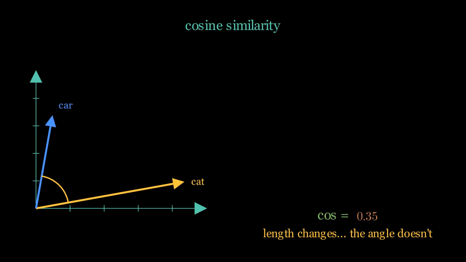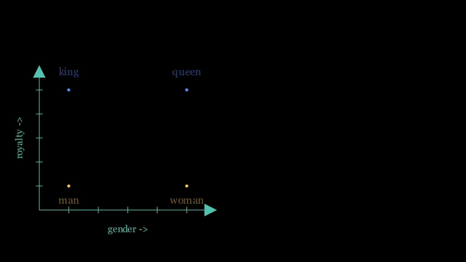Because a vector's length mostly tracks how common or how emphatic a word is, while its direction is what carries the meaning. Cosine ignores the loudness and listens to the content. Here's where it stops being merely useful and starts being uncanny. It's not just positions that mean something, directions do too.